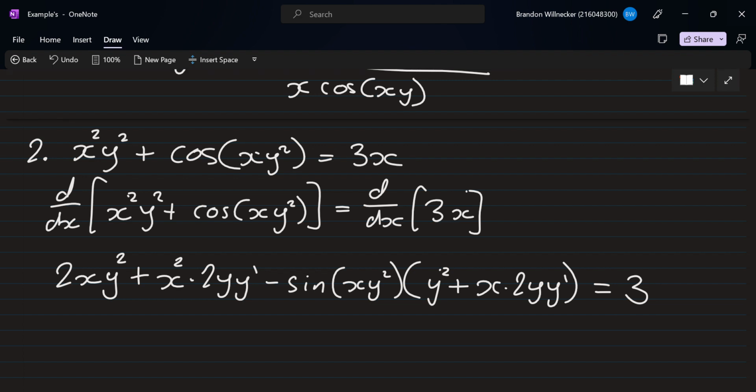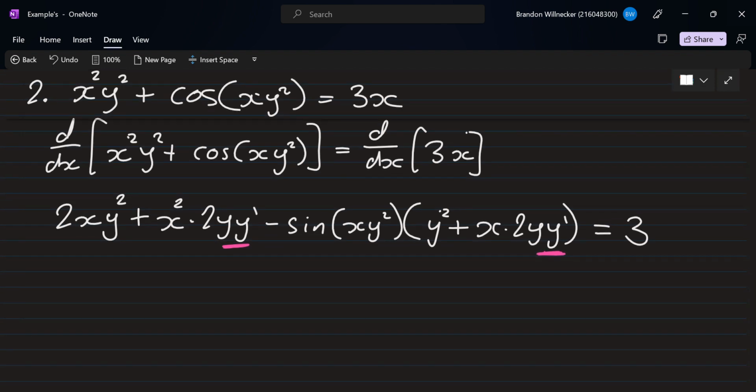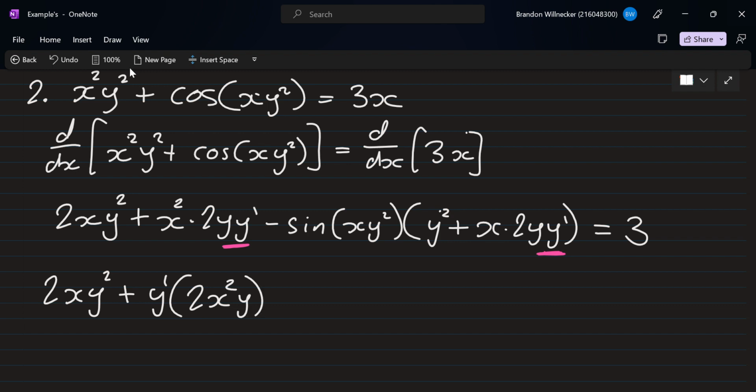So where are these y primes? We've got one over here, we've got one over here. We would like to keep that on one side, take everything else over to the other side, and then we can solve for y prime. Okay, so 2xy squared plus y prime, let's put that out in front there. Then we have 2x squared y left over. Okay, minus y squared sine xy squared.